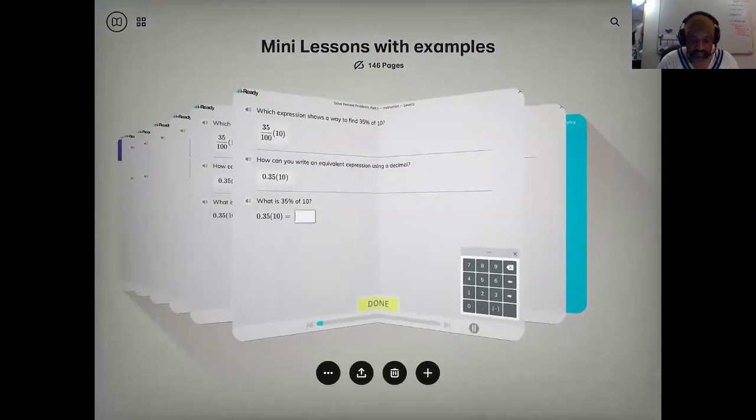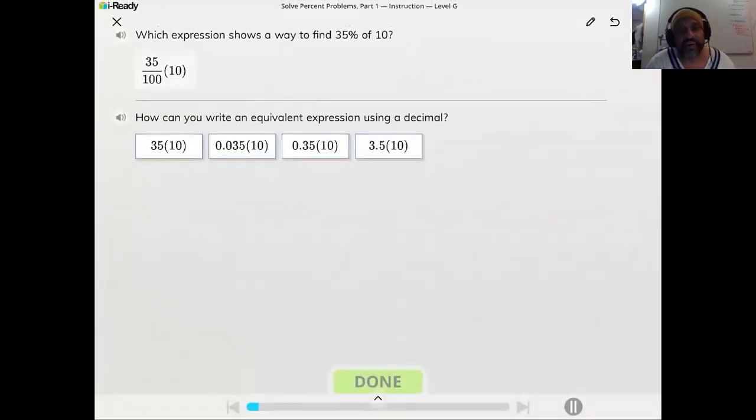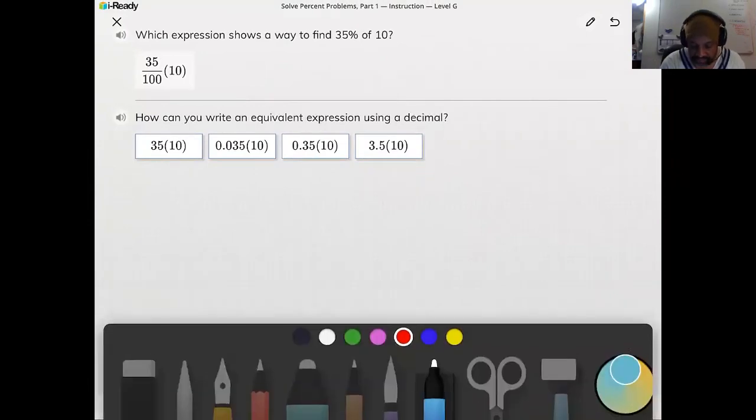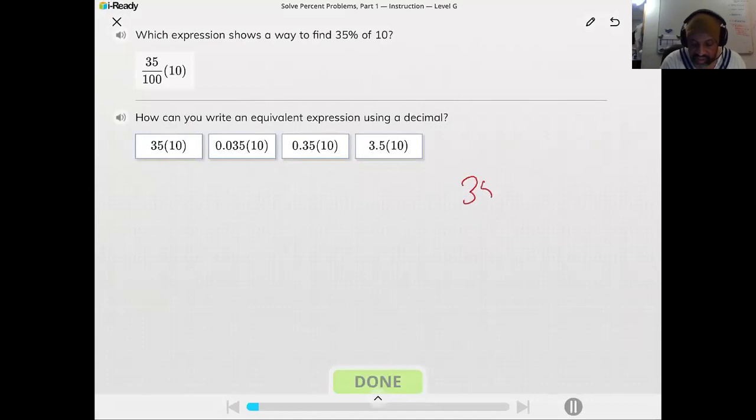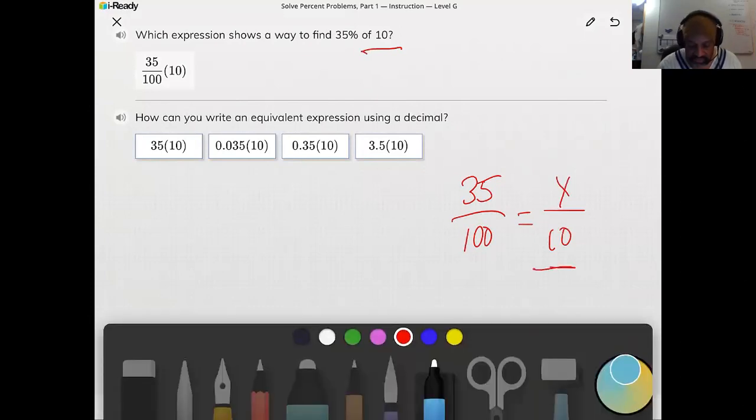All right, so first thing you're going to see is a problem. It's a basic percent problem. They're going to ask you how to find 35% of 10. The way that I've shown you is to set up a proportion. So all you're going to do is 35 over 100, that represents percent, equals x over 10. The of part, the total, always goes on the bottom right. Then in order to solve it, all you're going to do is cross multiply.